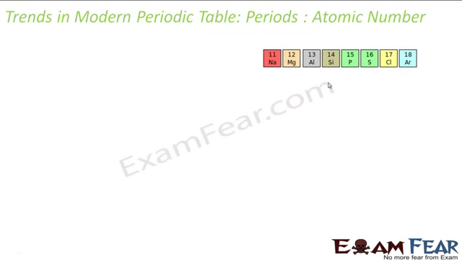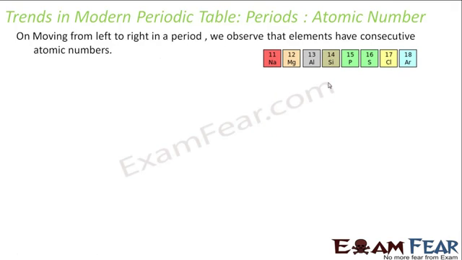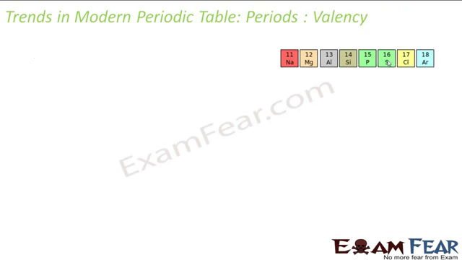If you talk about atomic number, we observe that the elements have consecutive atomic numbers: 11, this one is 12, 13, 14, 15, 16. The number increases, so they have consecutive atomic numbers.